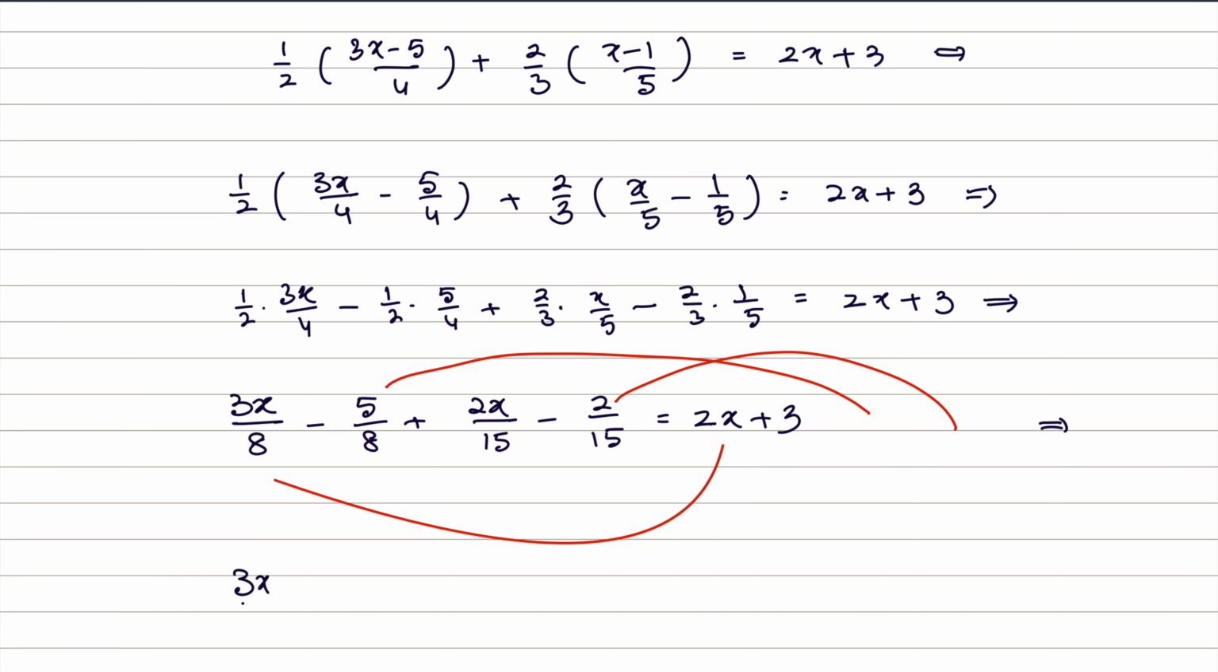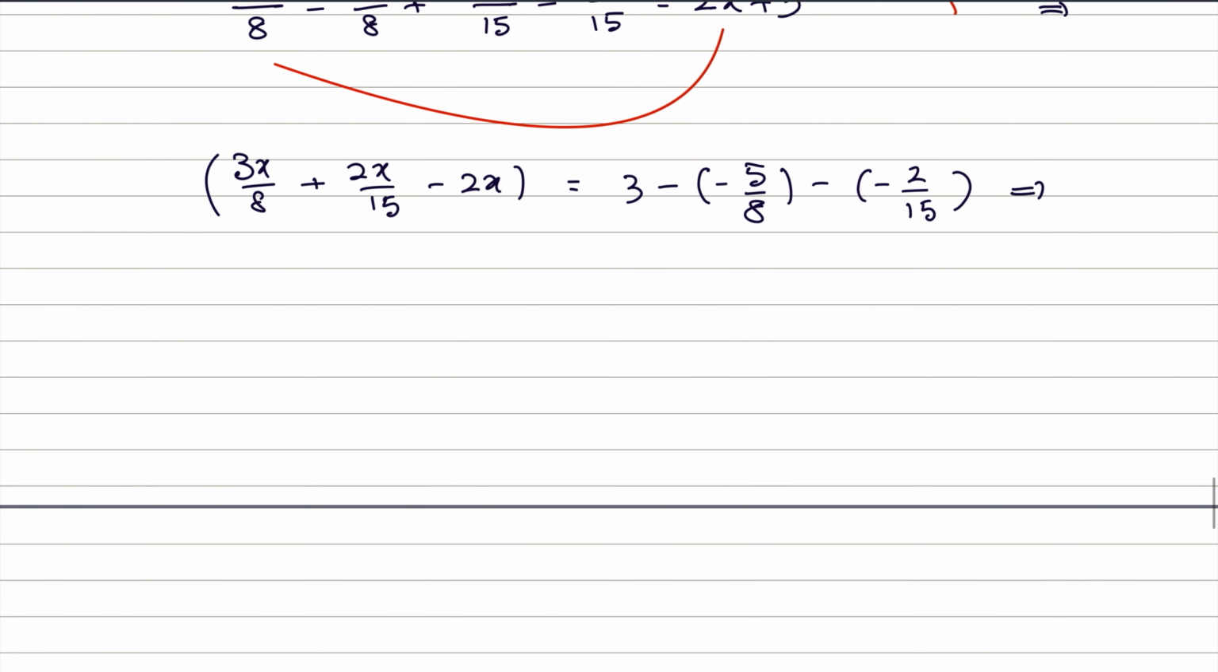3x by 8 plus 2x by 15 minus 2x. Plus 2x becomes minus 2x when you bring it to the left hand side, is equal to 3. 2x is brought here, hence 3 only is left on the right hand side. 3 minus 5 by 8 minus 2 by 15.